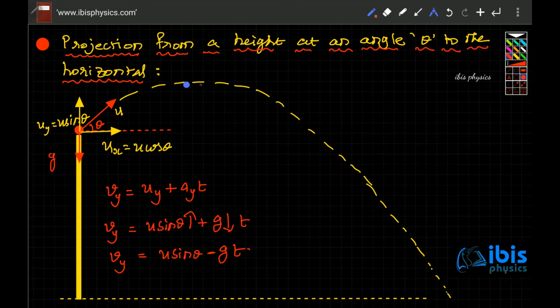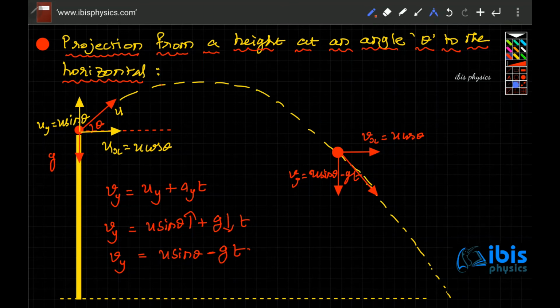So after a while, if the projectile is here or somewhere, its velocity has got two components. One is horizontal velocity, which will be equal to u cos theta, and the vertical velocity as dictated by this relation, u sin theta minus gt. So it is Vx, which is u cos theta. This is Vy, which is u sin theta minus gt. So the net velocity will be the vector sum of these two velocities.